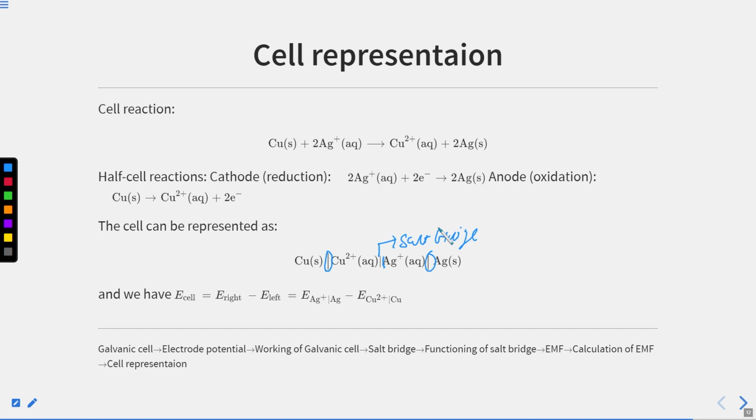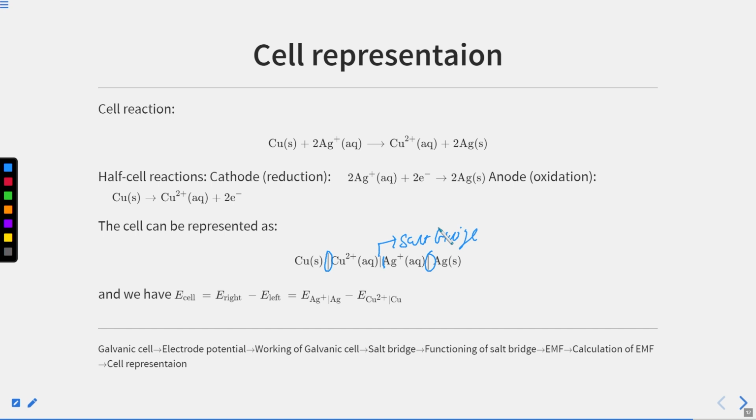Then we have seen the EMF calculation. Calculation of EMF basically means we take the oxidation potential of the species which is getting oxidized, and the reduction potential of the species which is getting reduced, and we add both of these. Now if you want the oxidation potential and you have the reduction potential, you just take the opposite sign. Similarly, if you have the oxidation potential and want the reduction potential, you just take the opposite sign. Okay, so this is the thing.